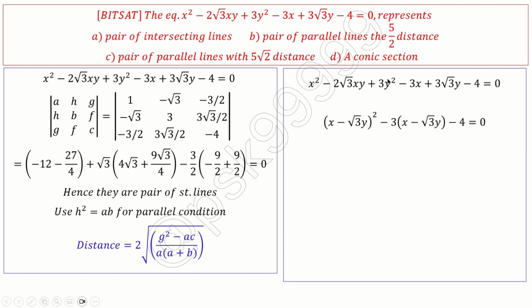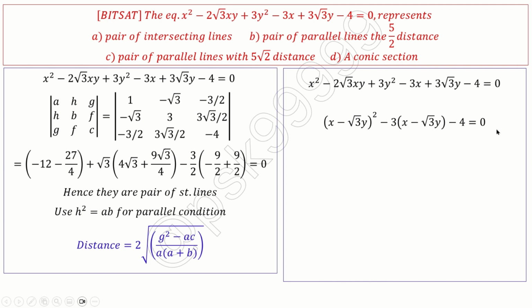Okay. If I square it, this is what it will become: x square minus 2 root 3 xy plus 3y square. So this I can write as square root of 3y whole square. Square root of 3y is there, x term is there, minus 2. So this is nothing but x minus square root of 3y whole square minus, if I take 3 common, this is what it will become: x minus square root of 3y minus 4 equal to 0.